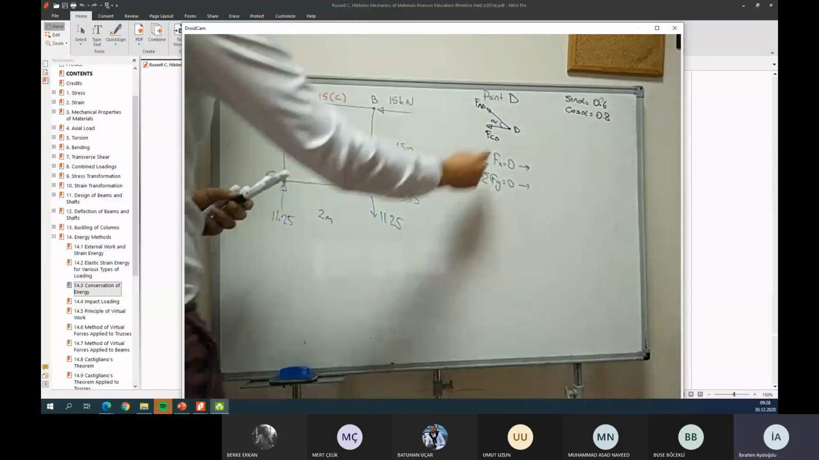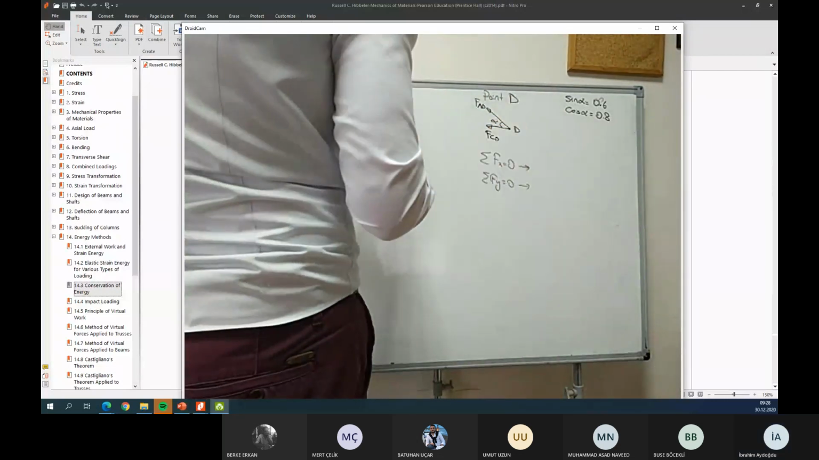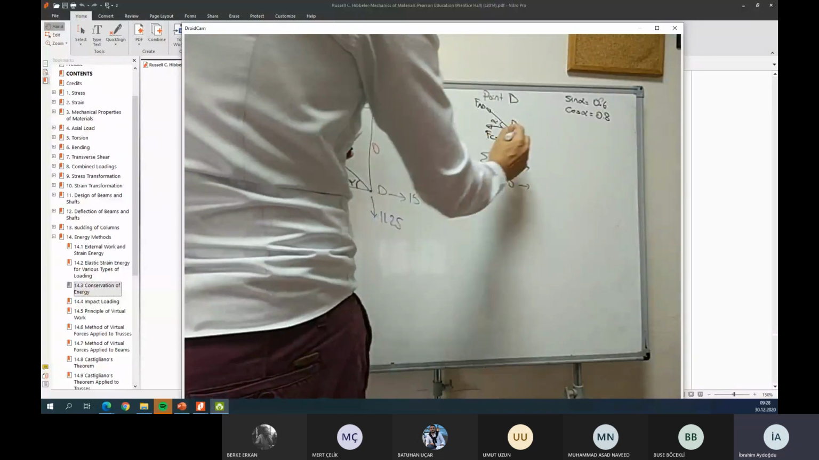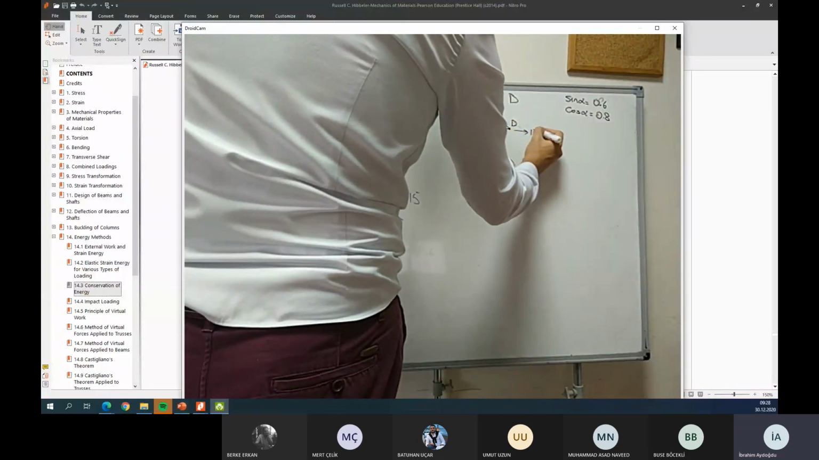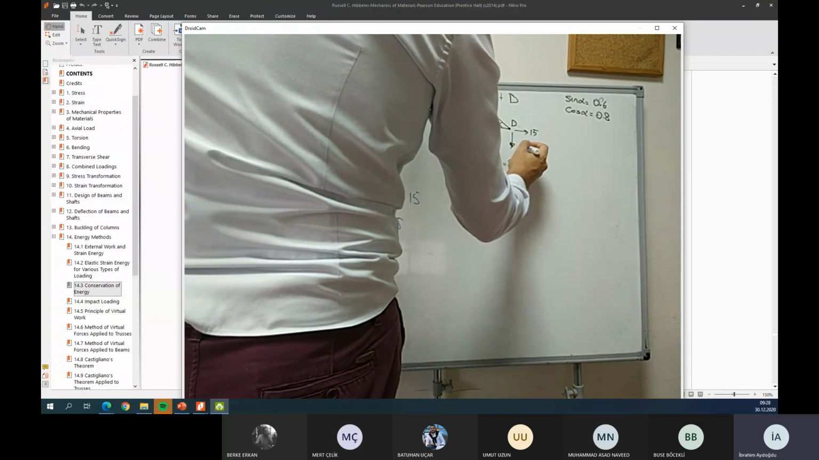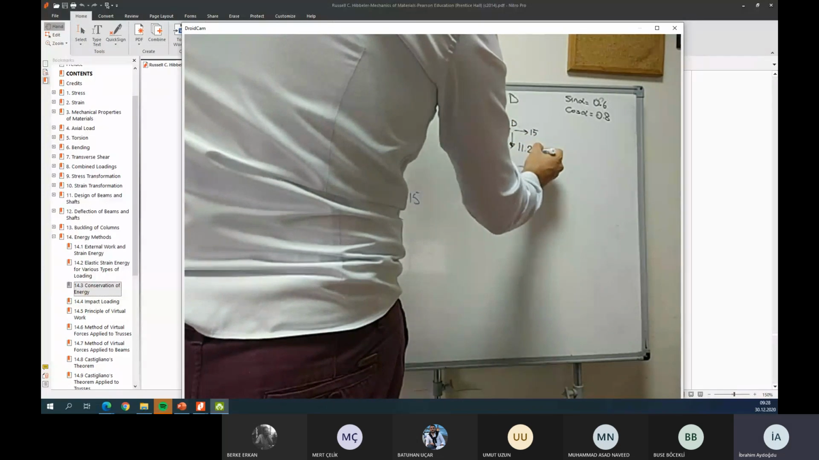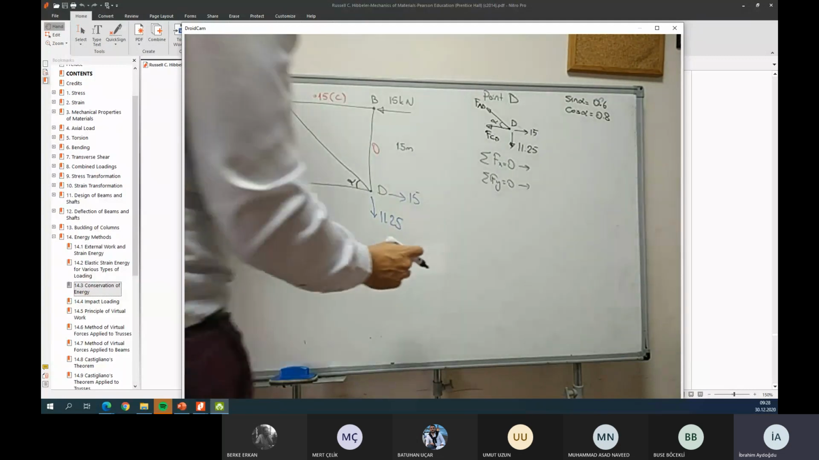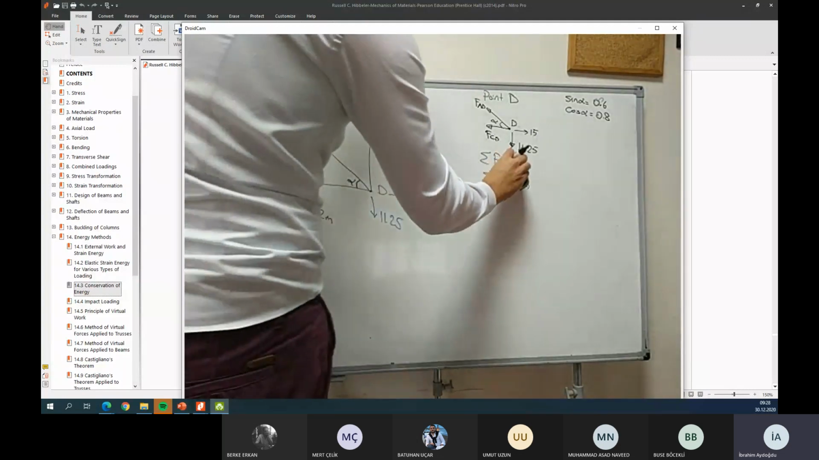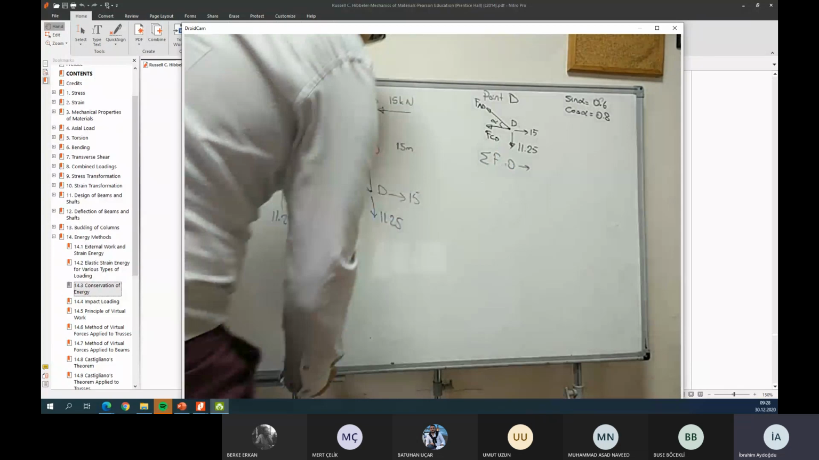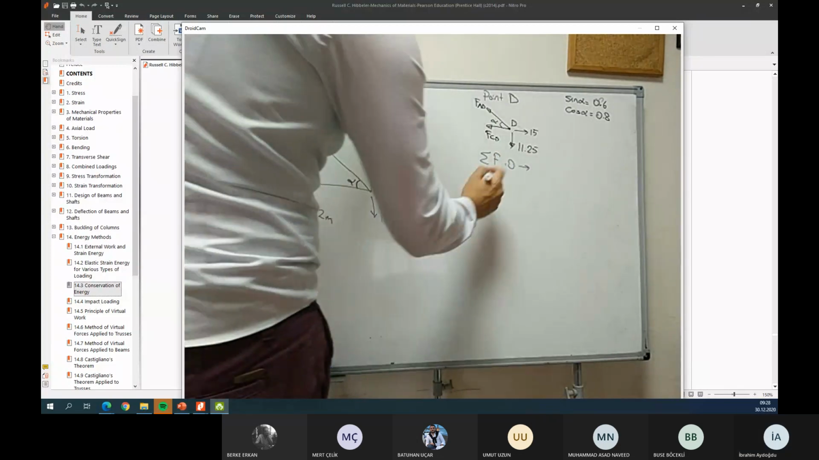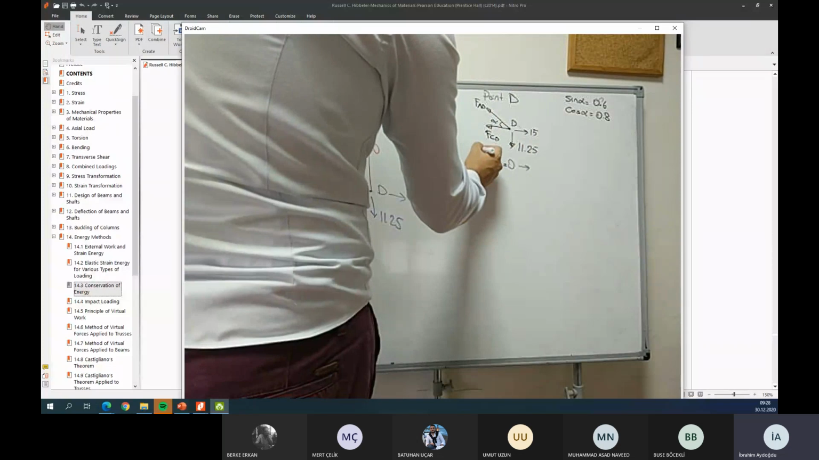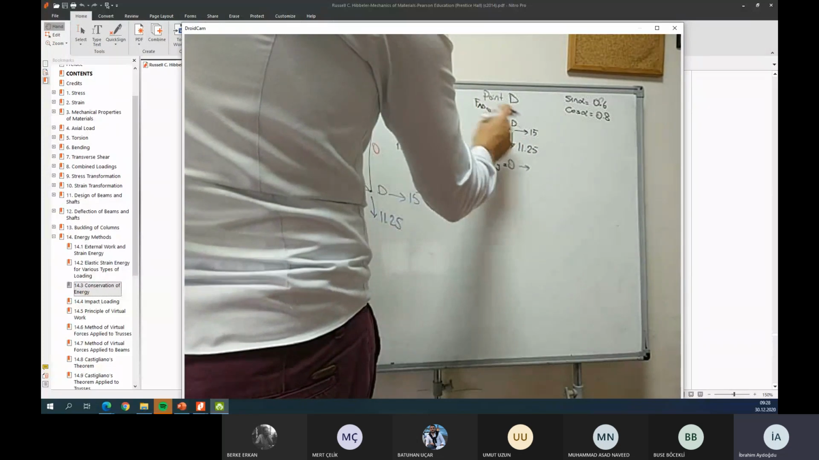So let's start. Are there any external forces in here? Yes, I forgot, sorry, this is 15 newton in here, and this is 11.25 newton downward. First of all, I want to start with Fy is equal to 0. I'm taking the upward direction as positive.